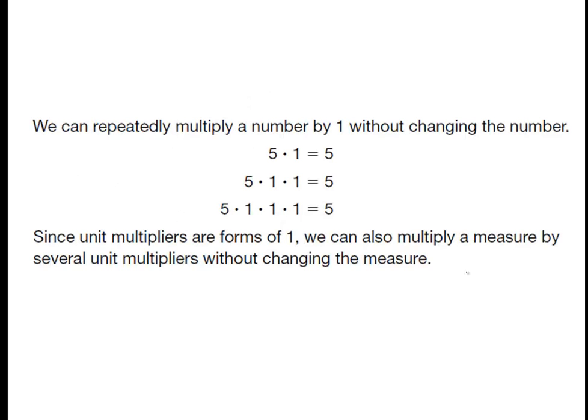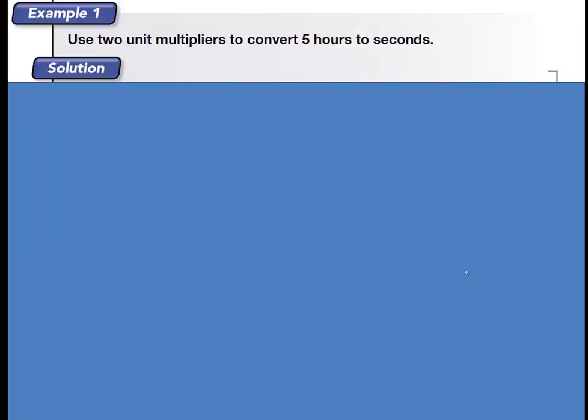As you well know, we can repeatedly multiply numbers by 1 and still end up with that number, and that's what we use unit multipliers for: to form ones of different measures so that we can change them into the desired answer that we want. So if we use two unit multipliers to convert 5 hours to seconds, how would we do that?